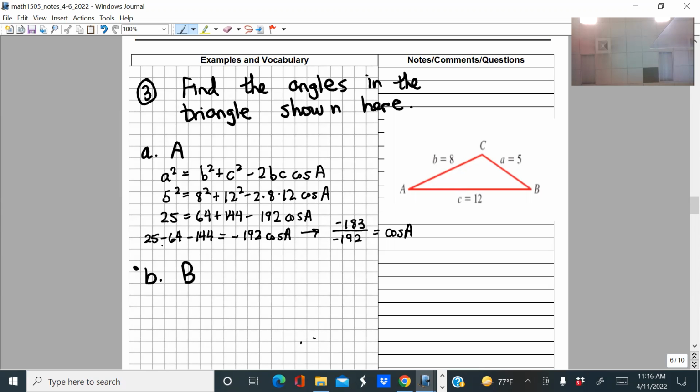We add those together, right? 25 minus 64 minus 144. Is that minus 183? I think so, yeah. So we have minus 183 on the left-hand side, and then we divide that by minus 192, right? So we can get rid of the minus. So we get cosine of capital A is minus 183 over minus 192. Of course, that's going to be positive, but it's going to be some little tiny number.